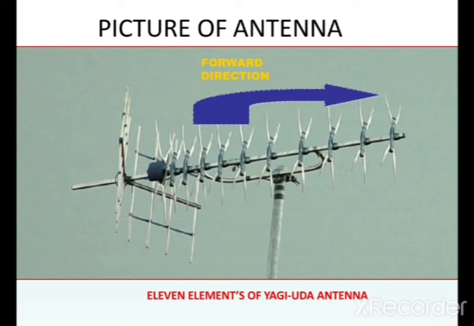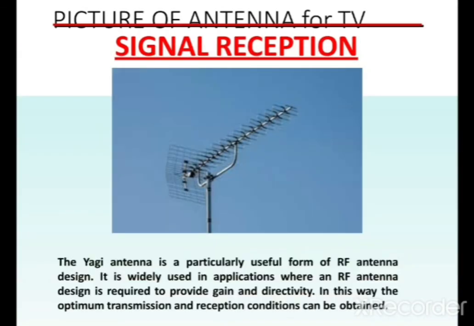So this is the 11-element Yagi-Uda antenna. For this 11-element Yagi-Uda antenna, the directors are 9, one driven element, one reflector element. So this is the general construction of the 11-element Yagi-Uda antenna. Here the n number of directors is there, and here the reflector and dipole.